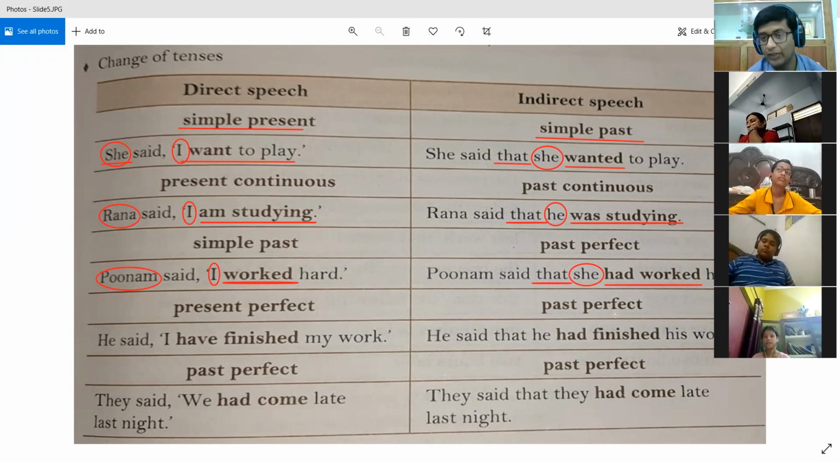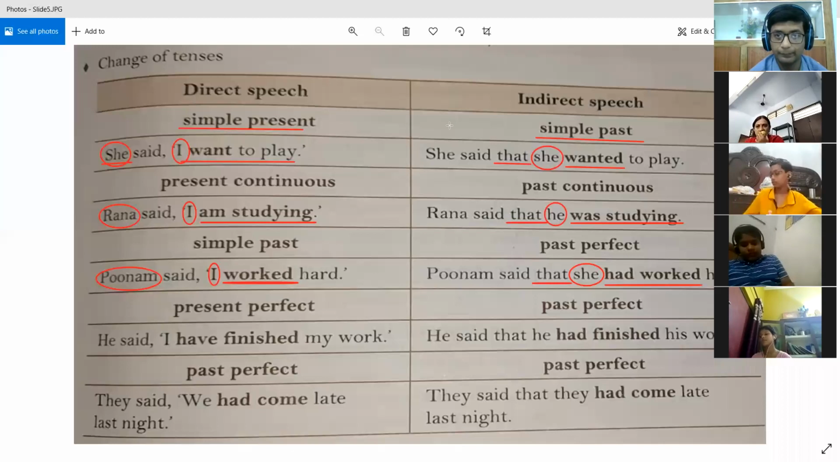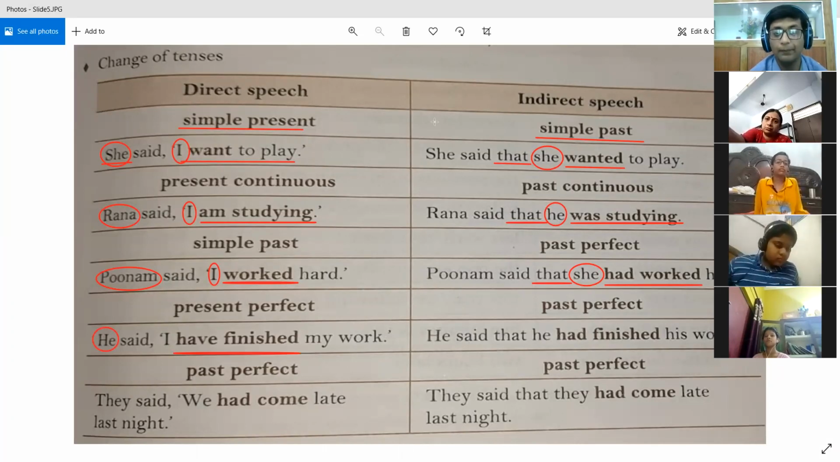Now see what happens to present perfect. So present perfect also changes into past perfect. So simple past changes into past perfect and present perfect also changes into past perfect. Let's see. He said, "I have finished my work." So now, first of all, see, he is the subject of the reporting verb and have finished is the present perfect tense, right? So what is happening in the indirect speech?